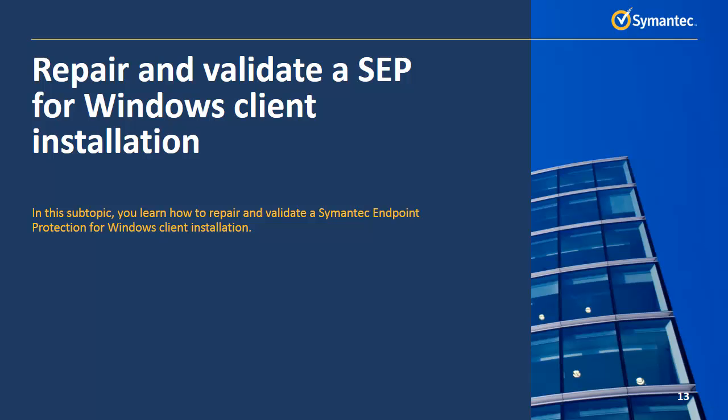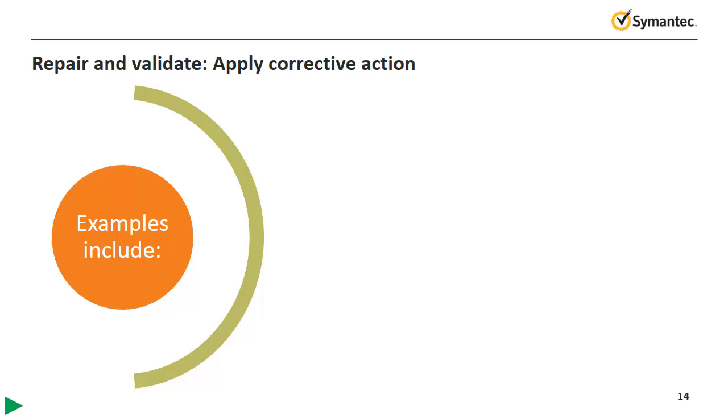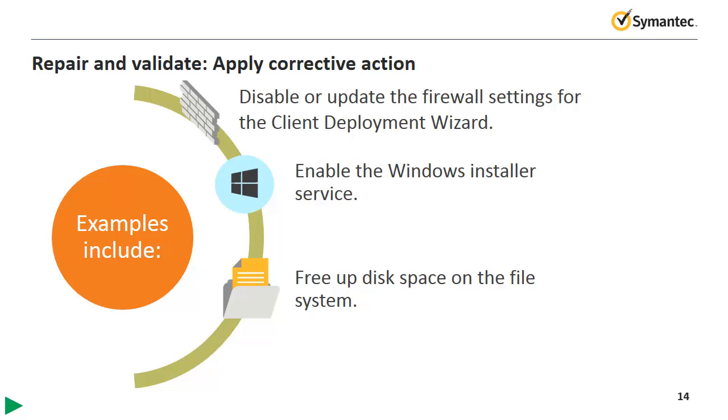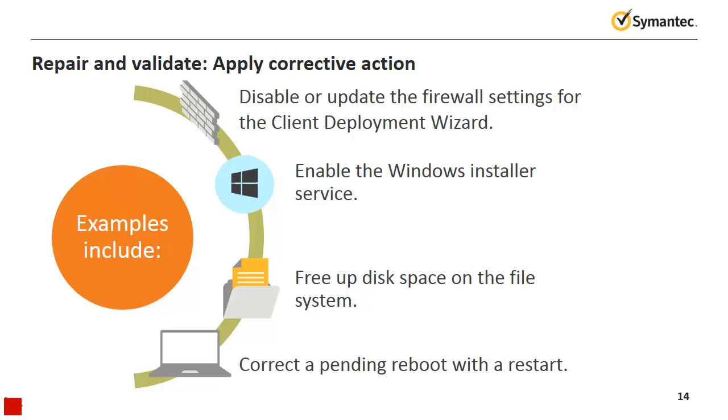After identifying the source of the issue, it's time to repair and validate. During the repair phase, you apply a corrective action. Examples of a corrective action are to disable or update the firewall settings for the client deployment wizard. You may also need to enable a particular service, such as remote registry or the Windows Installer service. Free up disk space to ensure the system meets minimum system requirements, or correct a pending reboot with a restart of Windows.